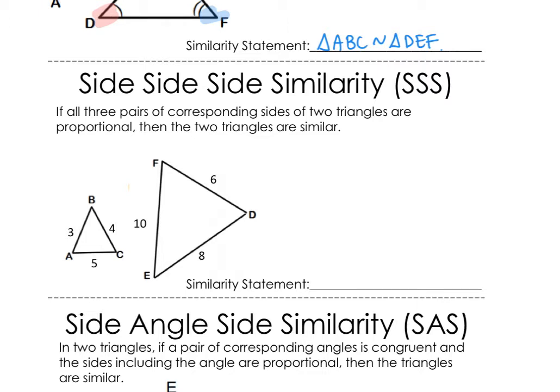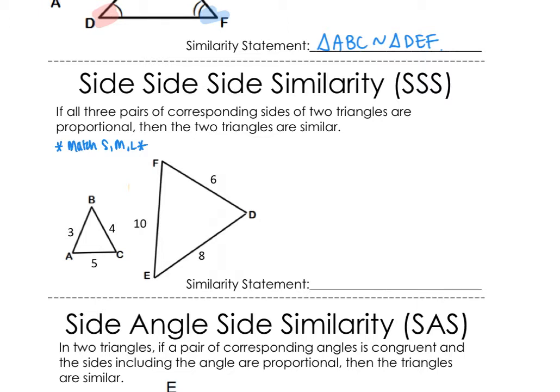So for these ones, in order to show this, what we need to do is match up our small, medium, and large sizes. So we're going to match small, medium, and large. That's how we know which sides we match with what.